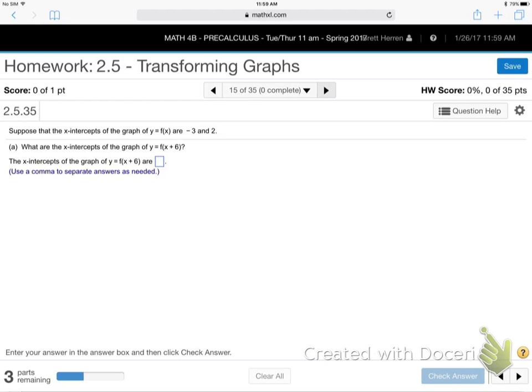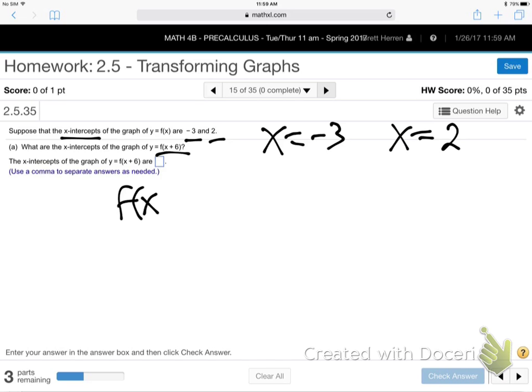Okay. So they're telling me that x-intercepts are negative 3 and negative 2. So that's x is negative 3 and x is positive 2. And they want me to do something to the equation, f of x plus 6. f of x plus 6. And they want me to find out where these x values are going to go. So can you do that real quick? So what is that x plus 6 in the parentheses going to do?